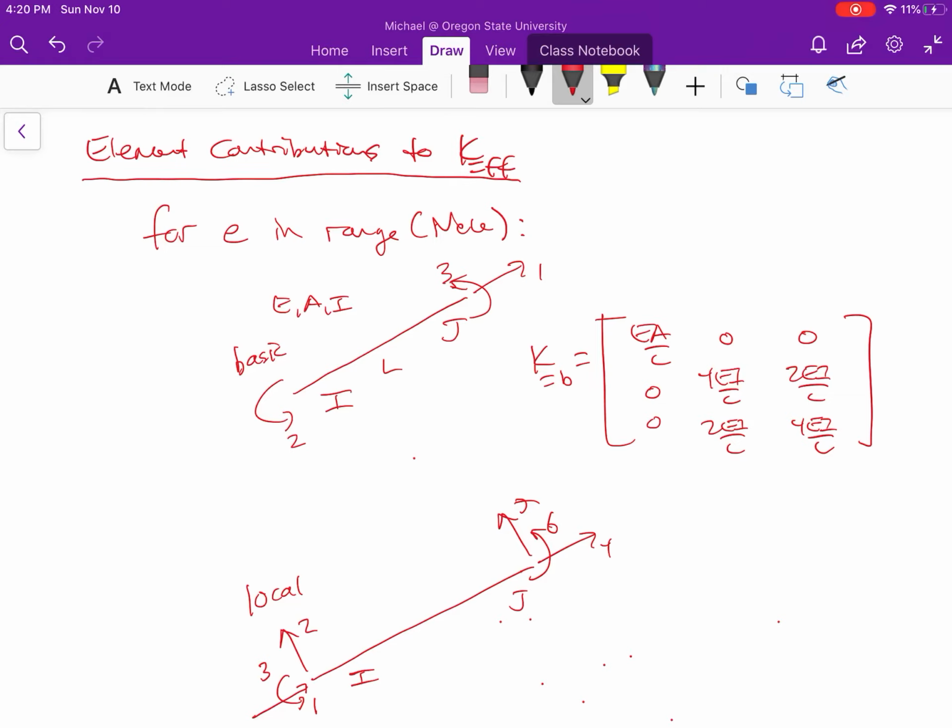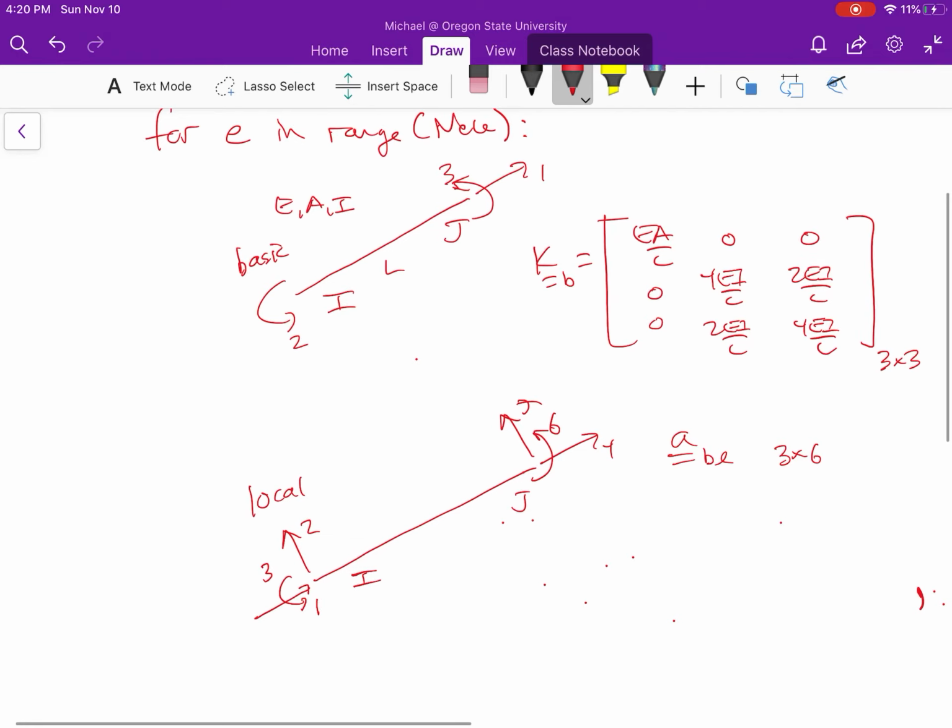There's a matrix in one of the other lectures, I forget which one, called ABL. This is a 3x6 transformation matrix which takes displacements and forces between the local and basic systems. The basic stiffness matrix is 3x3, and the local stiffness matrix is going to be 6x6. We can do that with the matrix triple product.